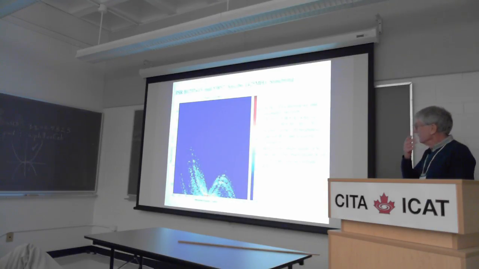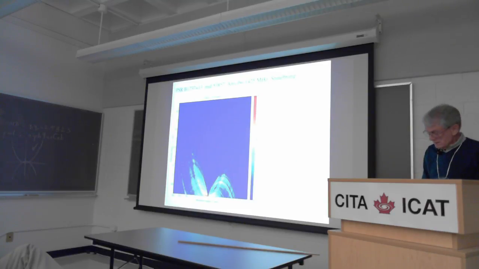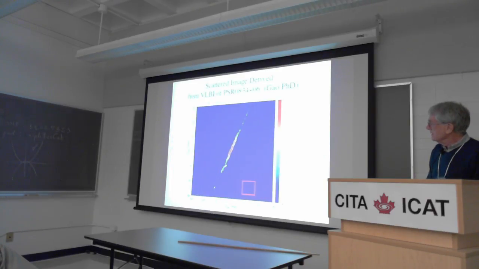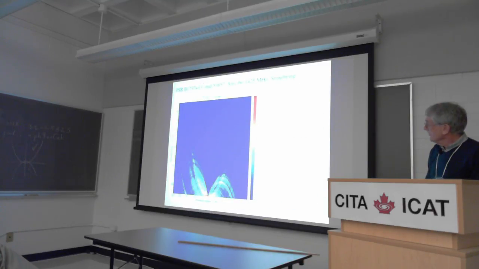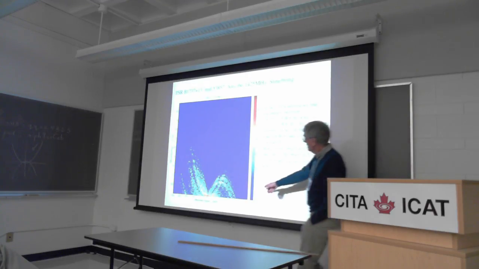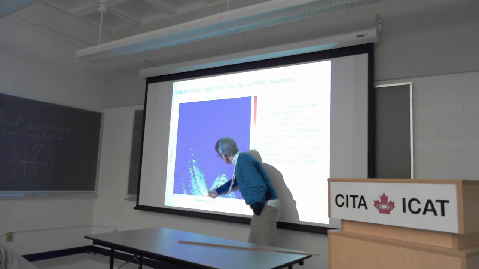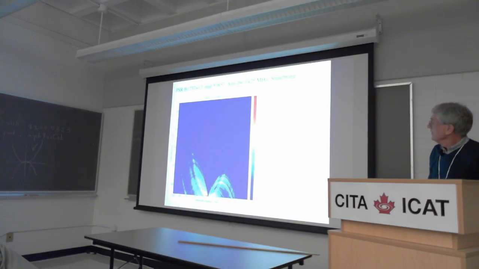Okay, so now onto the reverse arclets themselves. I've been obsessed with trying to fit them with a one-dimensional model. So here are the observations I showed you already, and here's a 1D model fit to it. And you can see the main features are really nicely represented. Look in the V-shaped region here. That's where things don't work so well. The model gives you nothing in that region, but there is something.